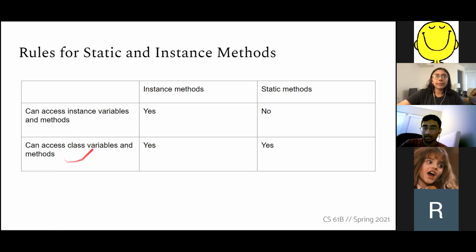This is just like static variables and methods. Static methods can also access other static variables and other static methods, but they can't access instance variables and instance methods. So essentially, it's yes for everything, except specifically static methods cannot access instance variables and instance methods. And that makes sense because static methods are shared by every single object, every single instance of that class. And so they wouldn't be able to access the variables of a specific instance of the class.